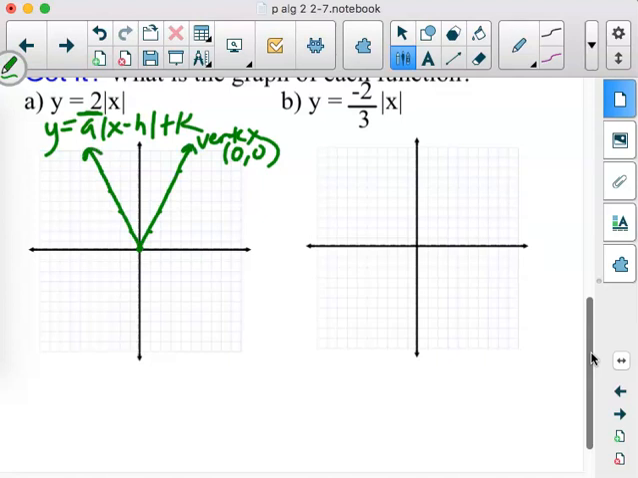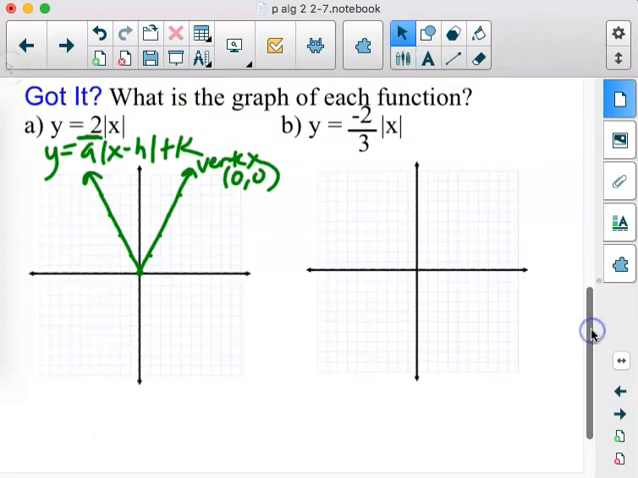Now, I want to see if that graph makes sense. So here I am with my rubber bands. And they tell me I have to multiply everything by 2. Does it make sense to stretch it up? Absolutely. Vertical stretch, factor of 2.